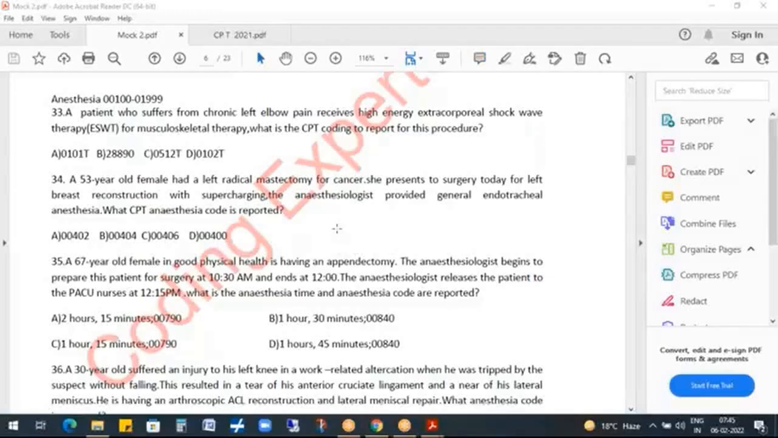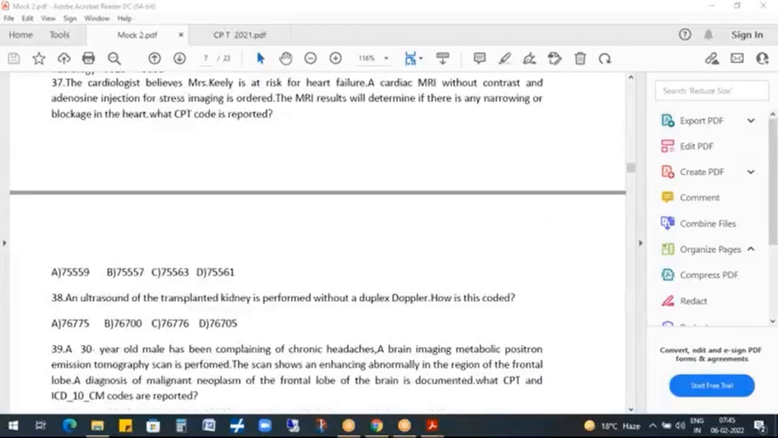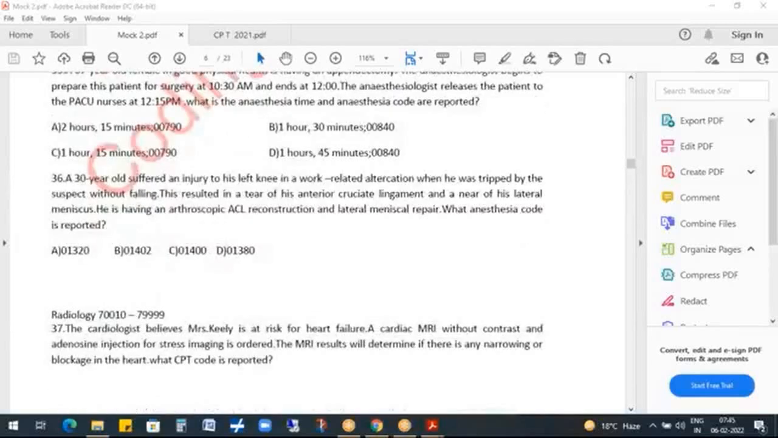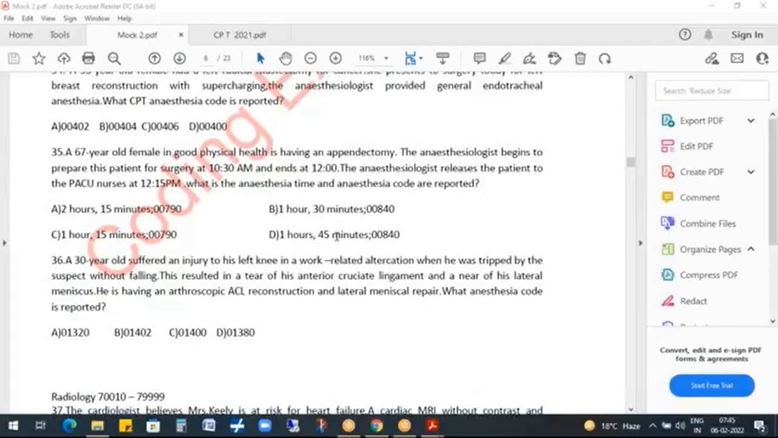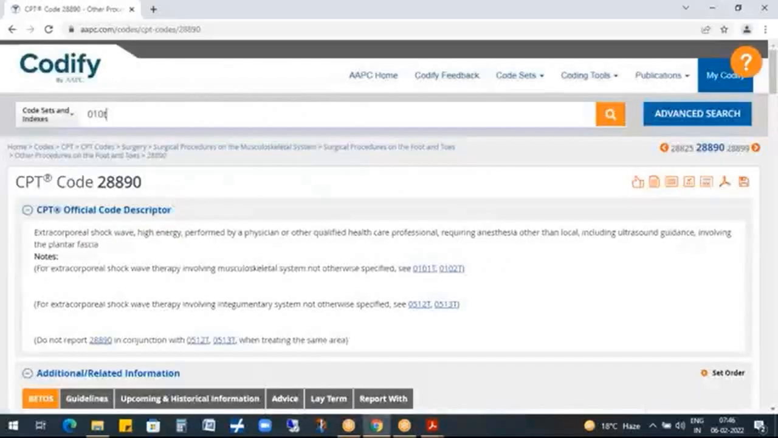Up to 35. Okay. 35 to 40. Someone has asked 38. 35 to 40. Sir, 36. I coded 01402, sir. Okay. 01402 is showing as anesthesia for open or surgical arthroscopic procedures of knee joint, total knee arthroplasty. Okay. So then what is the answer? 01400, sir, according to the key.